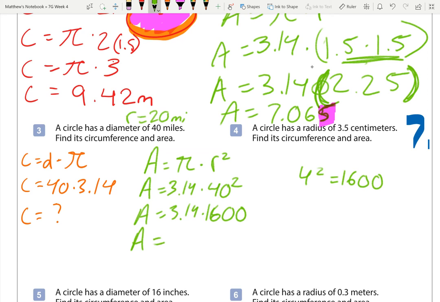And that means my area is going to equal, let's see, if I do the math here, 3.14 multiplied by 1600, that gives me 5,024. That's going to be miles squared. All right. So that's how it should look on your paper for each of these problems. Nice and clear, concise, step by step.